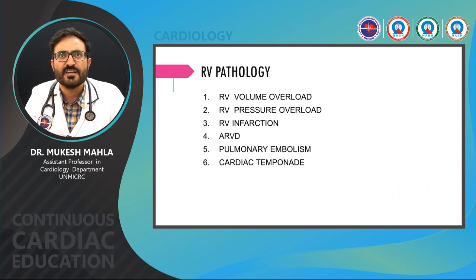RV pathology is grouped into RV volume overload, RV pressure overload, RV myocardial infarction, ARVD, pulmonary embolism, and cardiac tamponade. In all the pathophysiology, we assess the RV and RA in terms of diastolic dysfunction, systolic function, or a group of dimensions and subcostal wall thickness.